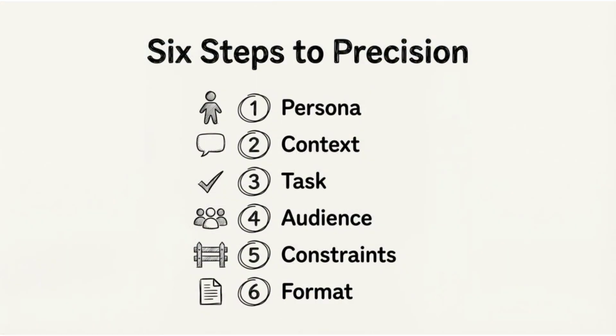There are 6 steps: persona, context, task, audience, constraints, format. Each one works like a filter. It removes noise and narrows what the model gives you. We're going to walk through all 6, and I'll show you how each step tightens that funnel. By the end, you'll have a reusable structure you can apply to basically any task.